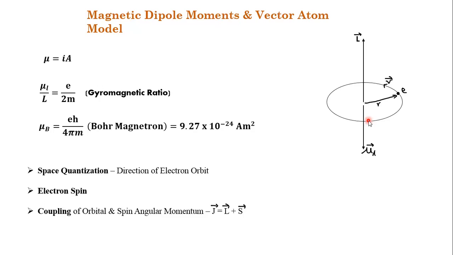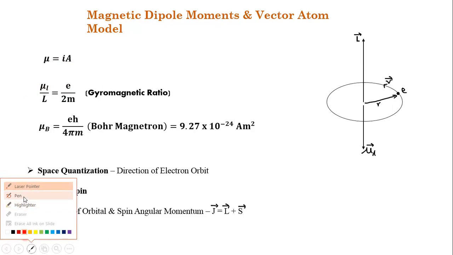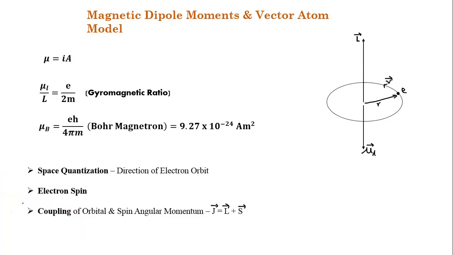There are two different types of magnetic dipole moment. One is orbital, and another is spin. The orbital magnetic dipole moment is due to the orbital motion of the electron, while the spin magnetic moment is due to the spin motion of the electron. From the formula, the magnetic dipole moment is mu equals I a, from which we can derive, as already taught in the class.